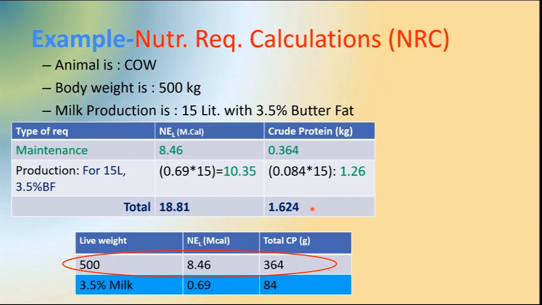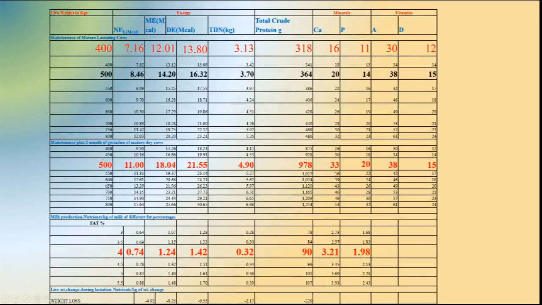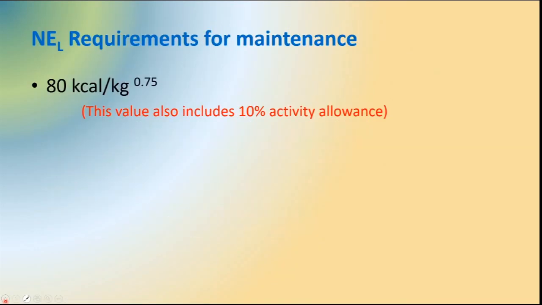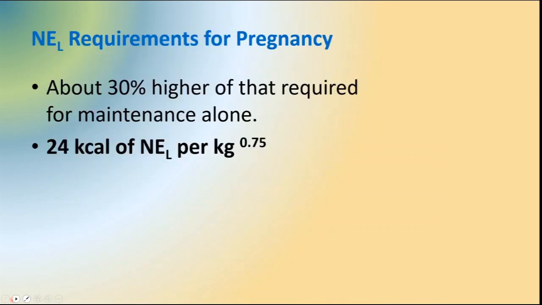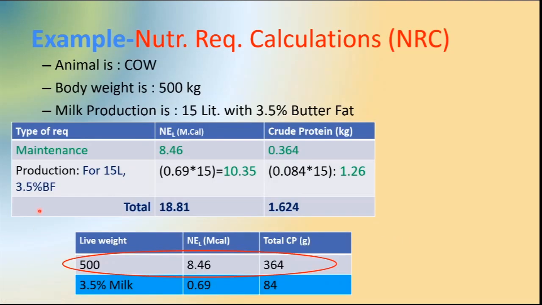So if the animal is pregnant, then you can go for that particular part of the table where the values for pregnant animals have been written. So you can consider these values for a 500 kg animal. So that can be put in that table for having the total.